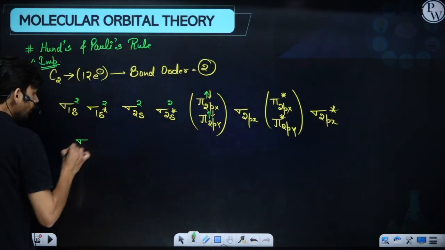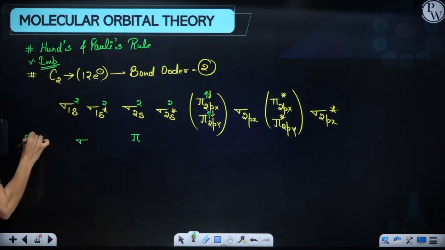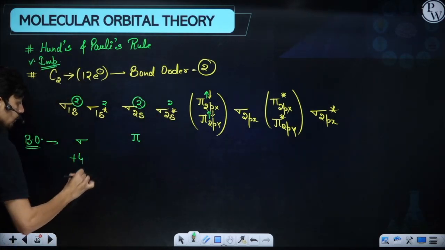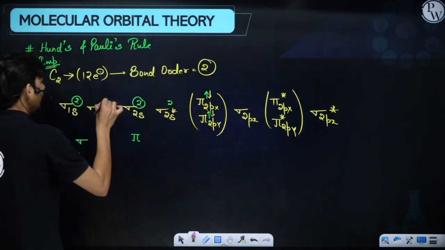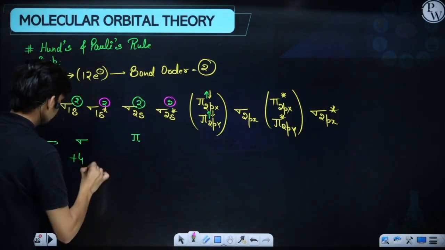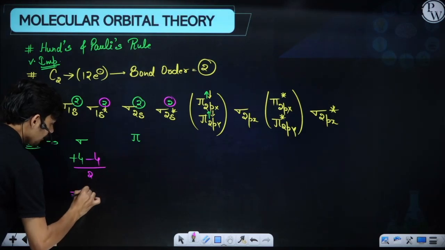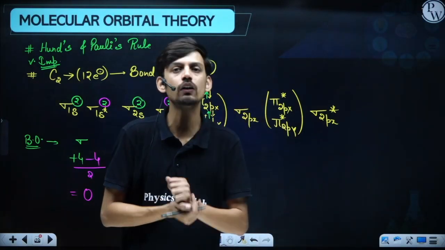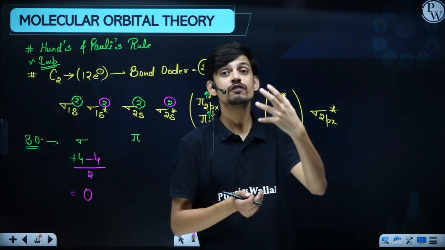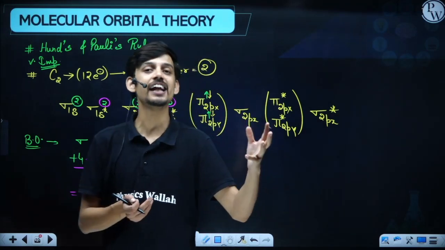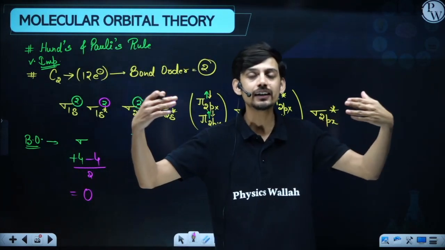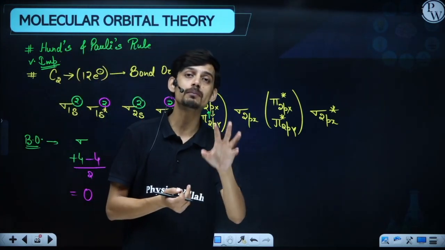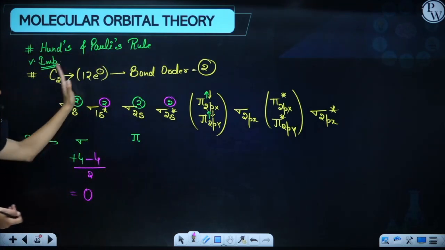How will you calculate? First of all, you will see sigma and pi separately. Now for sigma bond, 2 and 2, 4 bonding electrons are there, so plus 4. And then 2 and 2, 4 anti-bonding electrons are there, so minus 4, divided by 2. That will give you 0. That is, C2 is not having any sigma bond. This is also possible according to molecular orbital theory. It is not necessary anymore to have the first bond as the sigma bond. In molecular orbital theory, molecules can come along the z-axis only, and their first bond can be sigma or pi bond as well. So here there is no restriction that a double bond will always have a sigma bond and a pi bond. That you will see in the C2 molecule.